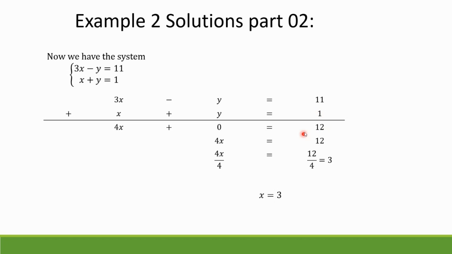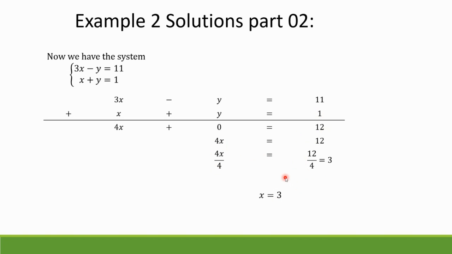Okay? But we don't want 4x equals 12. We don't want 4 times x. We just want x. So what do we do? Well, we divide by 4. Divide both sides by 4. So we have 4x over 4 equals 12 over 4, and we get x equals 3. Okay? So we get x equals 3.